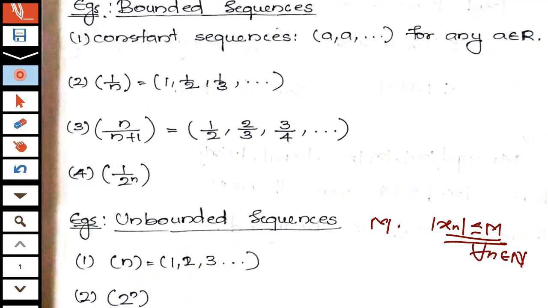And next example is sequence 2 power n. So sequence 2 power n means it is 2, 2 square, 2 cube, etc. Okay, so this is also an increasing sequence.